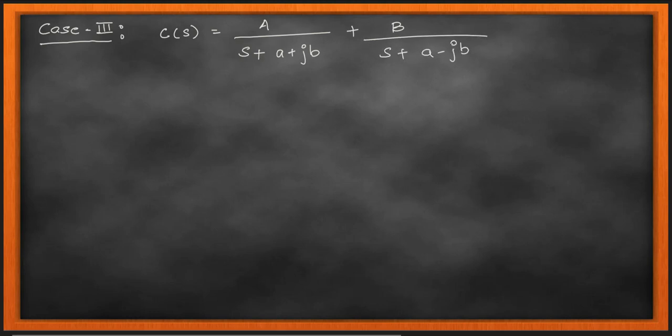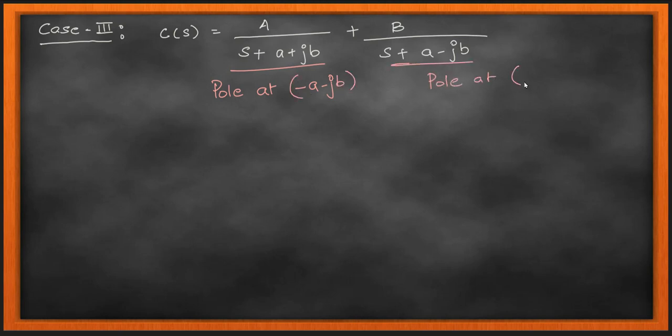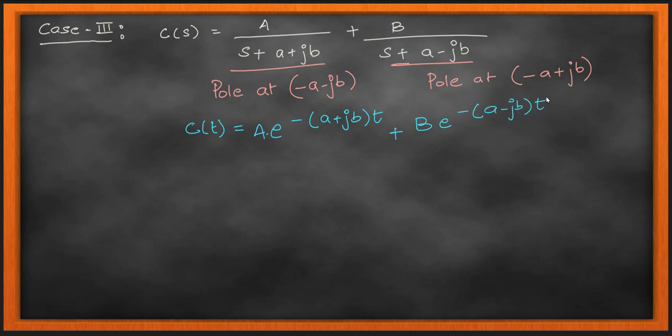All right, good. So now I am looking at my case 3, where I have a complex pole. I have A plus JB and A minus JB. So the poles are at minus A minus JB and minus A plus JB, because S plus A plus JB equal to 0. And now I am taking the response C of T to be A into e to the power of minus A plus JB into T plus B into e to the power of minus A minus JB into T. All right. So now how does this response plot?